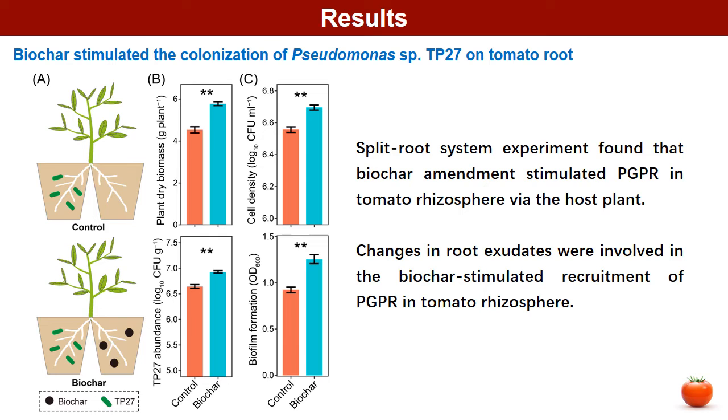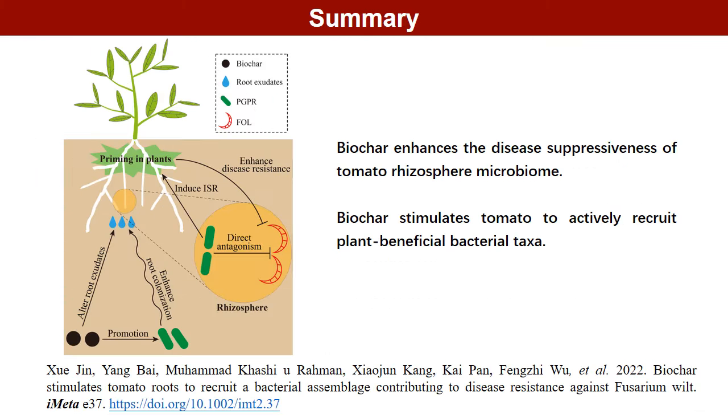A split root system of tomato was used to test whether biochar amendment stimulates PGPR in tomato rhizosphere via the host plant. Results found that, as compared with the non-amended control, biochar amendment significantly increased the abundance of TP27 in tomato rhizosphere. Lastly, in vitro tests showed that root exudates of tomato grown in soil inoculated with TP27 from the biochar treatment promoted the chemotaxis response and biofilm formation of TP27 as compared with that from the non-amended control.